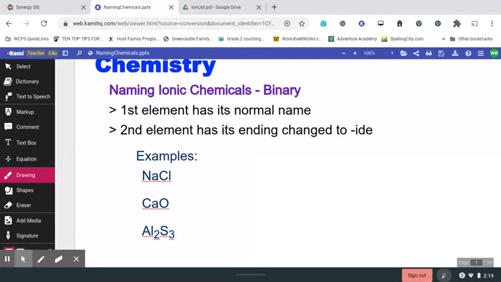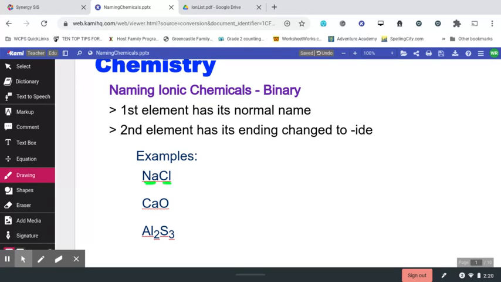The only new little tidbit is that the second element in the formula has its ending changed to "ide" in its name. So some of these may seem familiar in terms of how we name them. Okay, so let me illustrate with something that we consume daily, and that is sodium chloride.